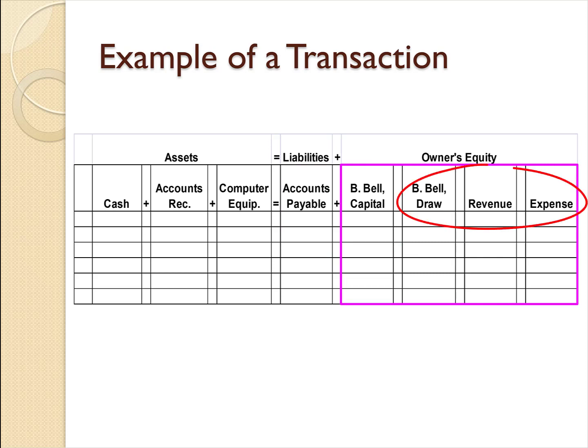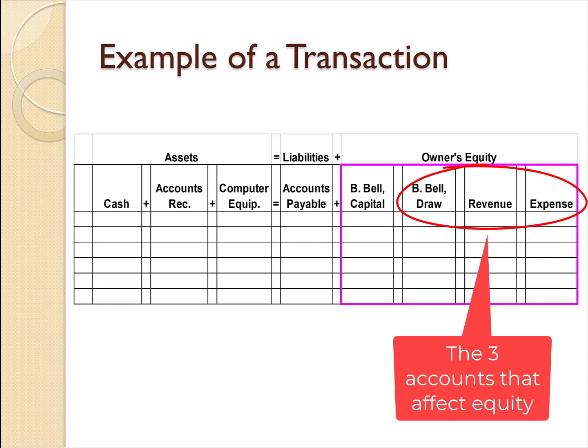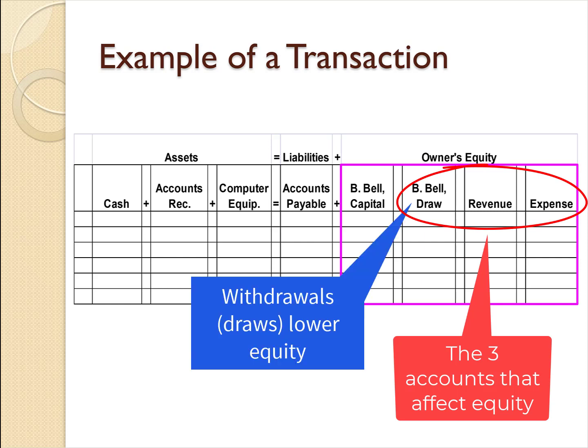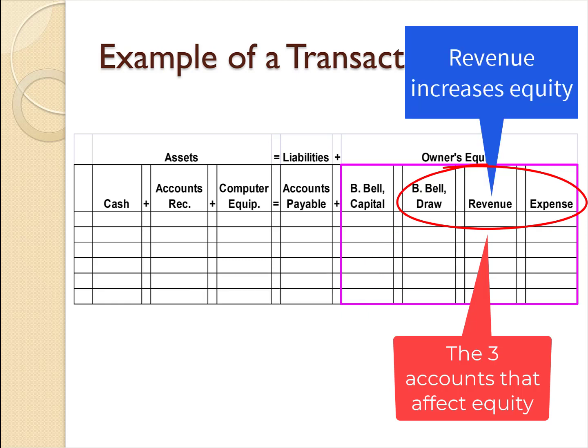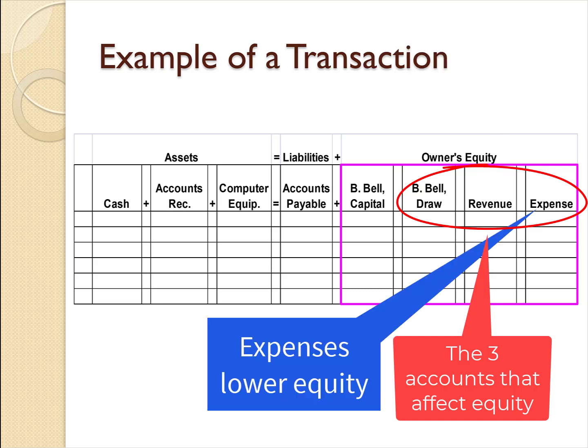And then we have the three types of events that will affect equity. Draw is also the same as saying withdrawals. So remember, draws lower equity. And then we have revenue. Revenue is when you sell something. So you're going to record revenue whenever you sell a service or a product. And revenue increases equity. And then we have expenses. Expenses lower equity.